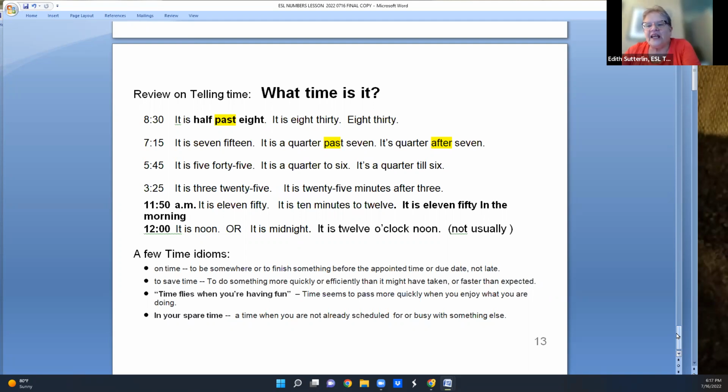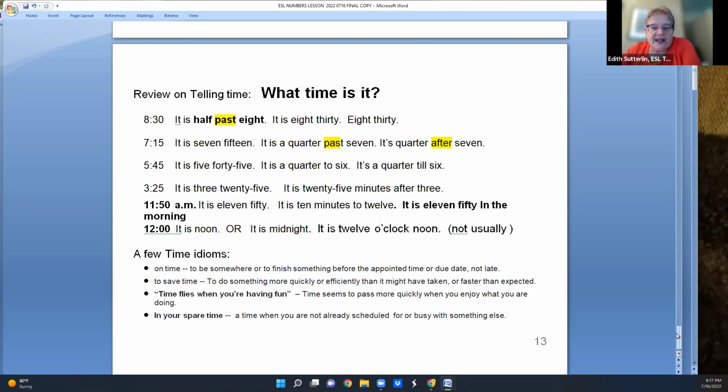So let's repeat those. It's 5:45. It's a quarter to 6. Now on that, you notice we don't say it's 7:15 o'clock or it's 5:45 o'clock. We just stop with a number, and everyone knows that you mean o'clock. It's a quarter to 6 means 15 minutes before 6 o'clock.